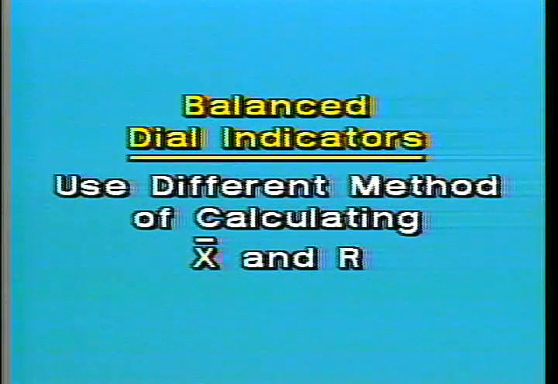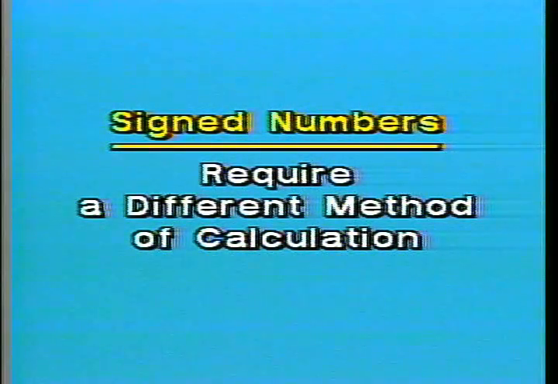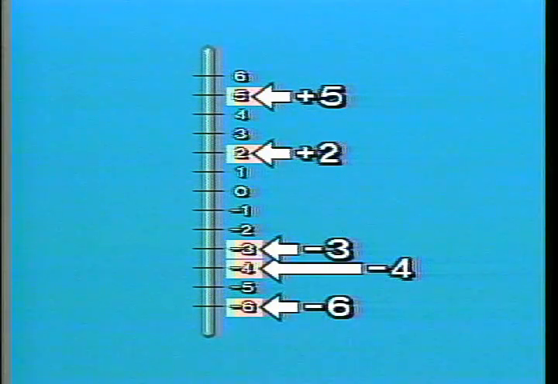If you are working with balance gauges of this type, you must use some different rules to calculate the average of the dimensions you will plot for a subgroup. Here is a subgroup that includes 5 values. They are plus 5, minus 3, plus 2, minus 6, and minus 4. The plus or minus is the sign of the number. The fact that these are signed numbers changes the calculations that must be performed. Let's look at how signed numbers work.